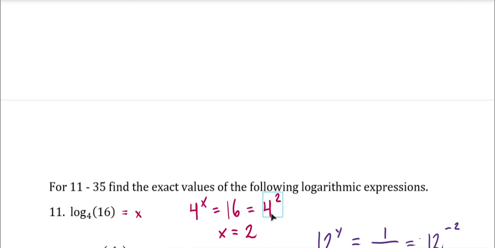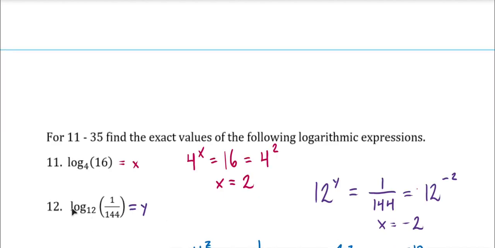We've seen in the exponential section that if we have like bases equal, their exponents must be equal because exponentials are a one-to-one function. They are injective. And so we can set the argument x and 2 equal to each other, which gives us our answer. 2 is the output. 2 is the value of log base 4 of 16.